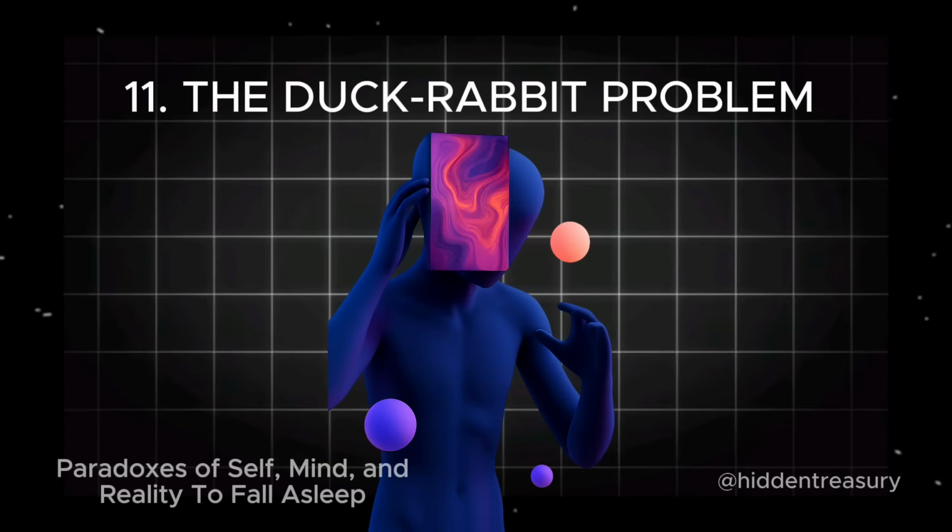Psychologists have studied the duck rabbit and similar images to explore how the brain works. These studies show that perception is not a passive process. Our brains don't simply record the world like a camera. Instead, they actively interpret and construct reality based on the information they receive. This process is influenced by past experiences, cultural norms, and even our current mood.